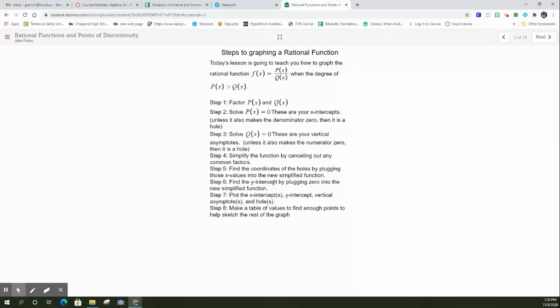So now we have the x-intercepts, we have the y-intercept, we have the holes, we have vertical asymptotes. We can plot all those on the graph. And then we just make a table of values to find enough points to help sketch the rest of the graph.